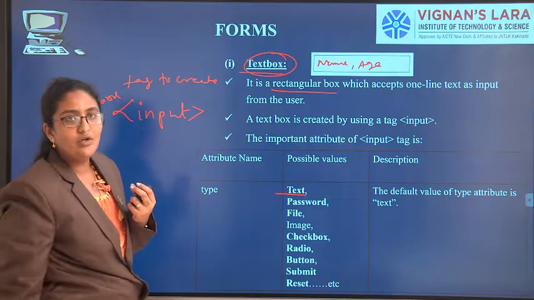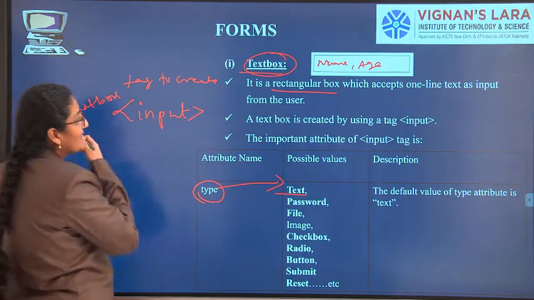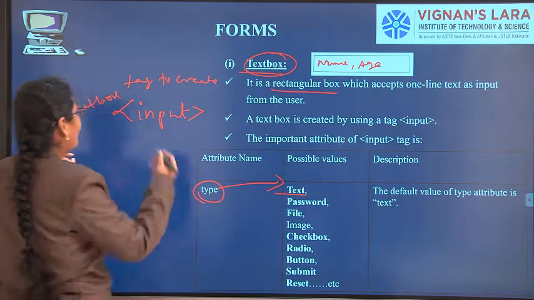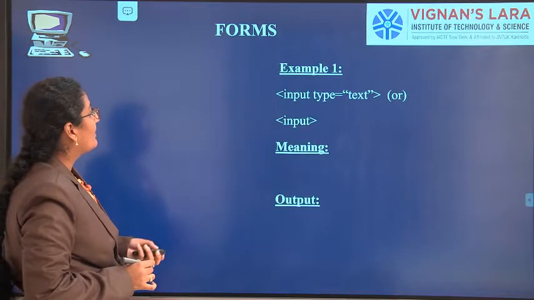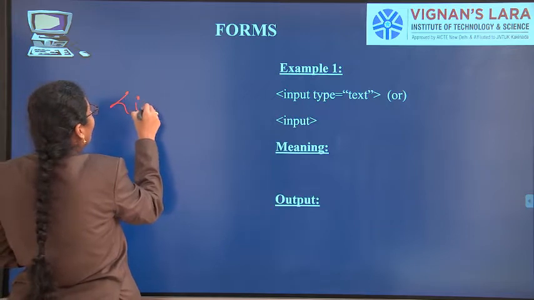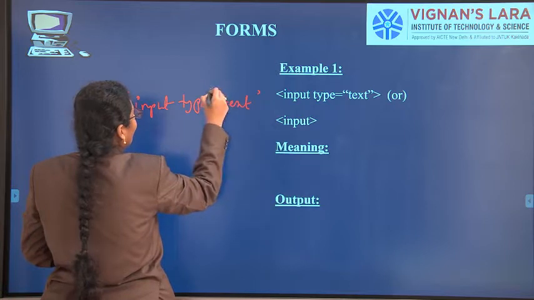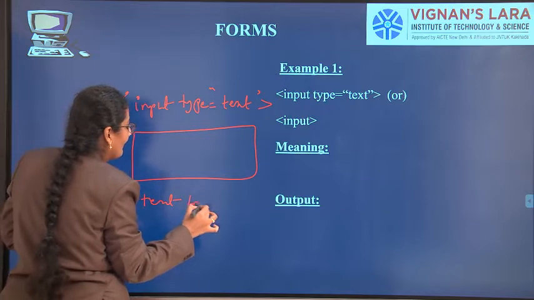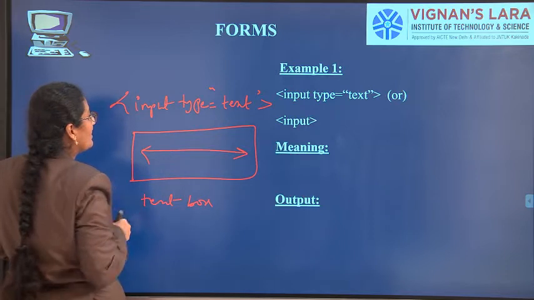As I already told you, we are going to discuss different types. In that, the default type is text. Text box is a rectangular box which accepts one line of input. So text box is created with the help of the input tag. From now we will see examples. How can you create a text box? You can give input type equal to text. What will it generate? It will generate a text box, a rectangular box which accepts input from the user.